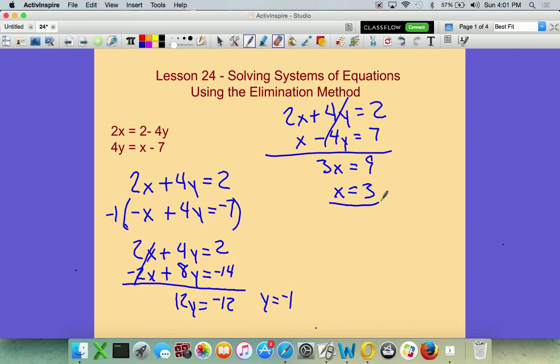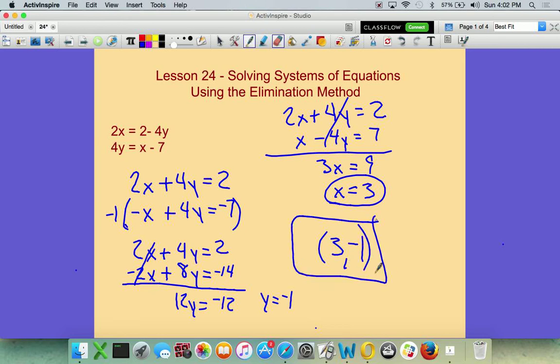So if we're going to use x equals 3 here, I would plug that in over here. 3 minus 7 is negative 4. Divide the 4 over, so y has to equal negative 1. Or I could put the negative 1 in here. 2 plus 4 is 6. Divide by 2, x equals 3. So either way, we end up with the right answer.